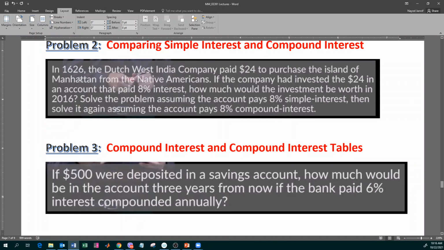So it says, in 1626, the Dutch West India Company paid $24 to purchase the island of Manhattan from the Native Americans. If the company had invested $24 in an account and paid 8% interest, actually that's quite high, how much would the investment be worth in 2016? Solve the problem using the account pays 8% simple interest, then solve it again using compound interest. Okay, let's do simple first.